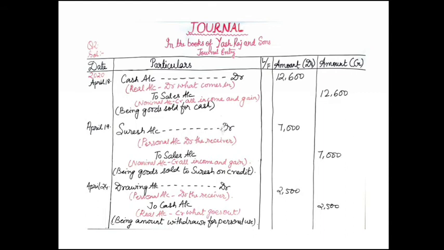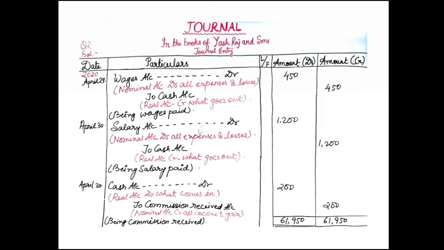Drawing is a personal account, that is why personal account debit the receiver, real account credit what goes out. And wages account debit to cash account, the next one 450, where nominal account debit all expenses, real account credit what goes out. Salary account debit to cash account, that is nominal account debit all expenses and losses, real account credit what goes out. Last one, cash account debit to commission received account 200, real account debit what comes in and nominal account credit all expenses and gain.